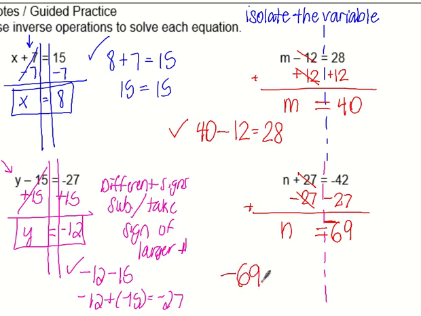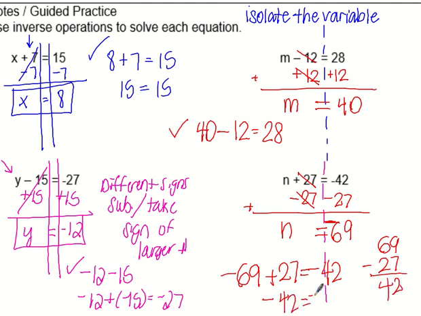So n, which is negative 69 plus 27, equals negative 42. Let's check it. Come off on the side and subtract. If you pull these out and subtract them, what do you get? 42, and then the sign on the bigger group is negative, so negative 42 is equal to negative 42. So you know that works, so then you can say that's your answer.